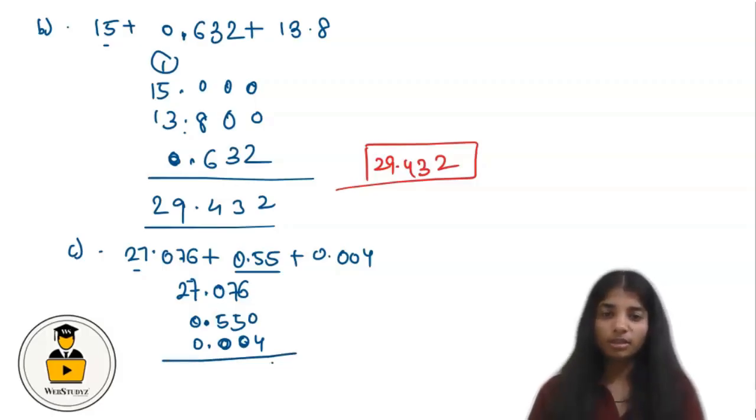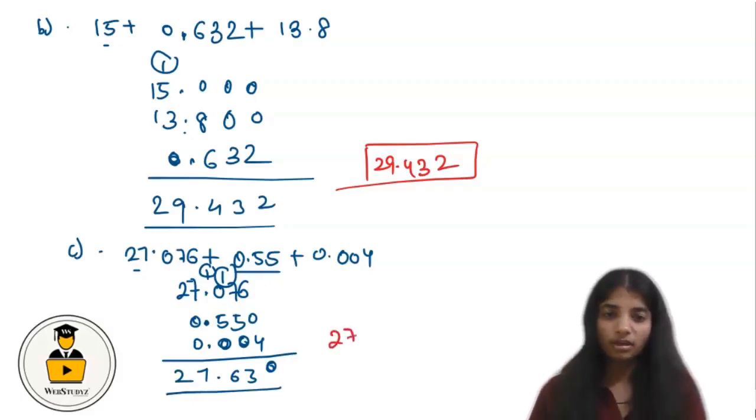So 6 plus 0 plus 4 is 10. 0 is here. We are taking 1 as carry. So 7 plus 1 is 8. And 8 plus 5 is 13. 3 is here. Taking 1 carry from here. Again 1 plus 5 is 6. 7 plus 0 plus 0 is 7. And 2 is here. So from here we can say that the answer to part C is 27.630. So this is the answer to part C.